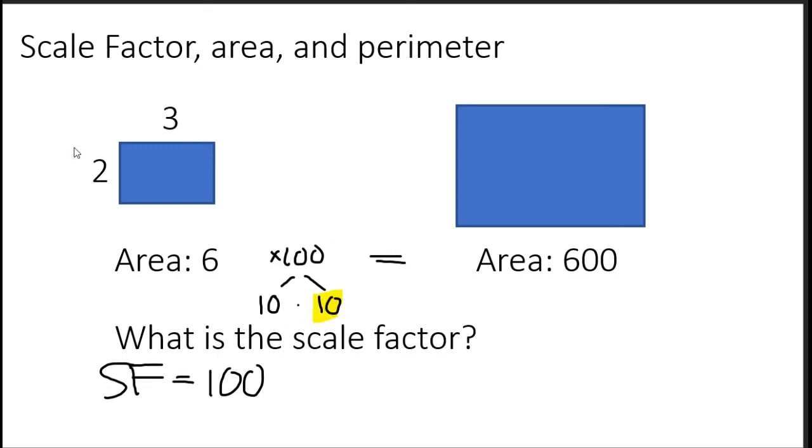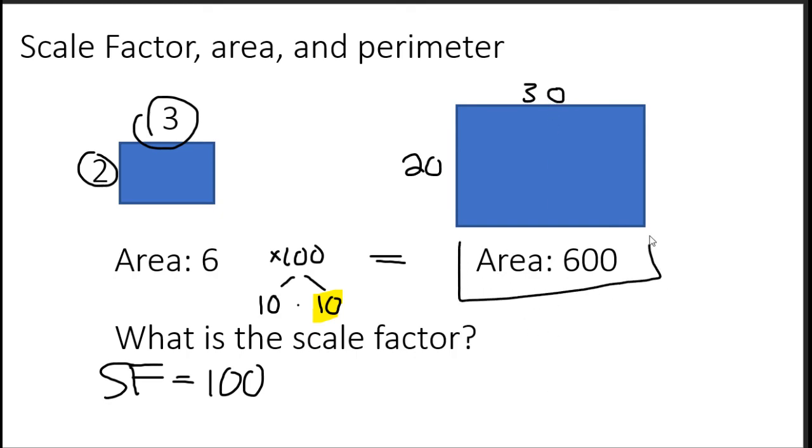Let's double check this. If we have 10 times 2 and 10 times 3, we can actually see 20 times 30, which indeed gives us 600. As a result, we can clearly state our scale factor is actually 10 and not 100.